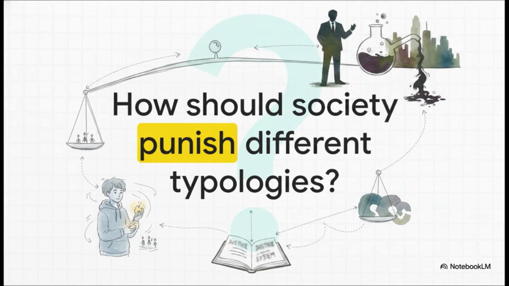Let's end with a pretty provocative question. How should society punish these vastly different typologies? Does a teenager who commits an occasional theft under immense situational strain deserve a harsher reality than a respected executive whose corporate crimes pollute a city's water supply? I'll leave you to ponder whether our current justice systems truly and adequately address this massive spectrum, from occasional drifters all the way up to untouchable corporate syndicates.